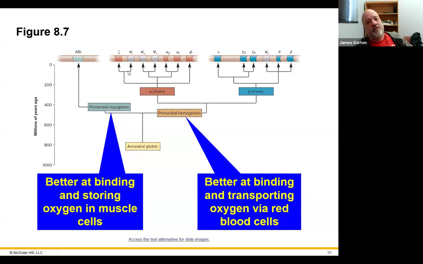But here is some of the globin gene family. You have a bunch of alpha chains, and you have a bunch of beta chains, and different combinations of alpha and beta chains are found in different types of hemoglobin. And then you have one thing over here that's devoted to myoglobin.